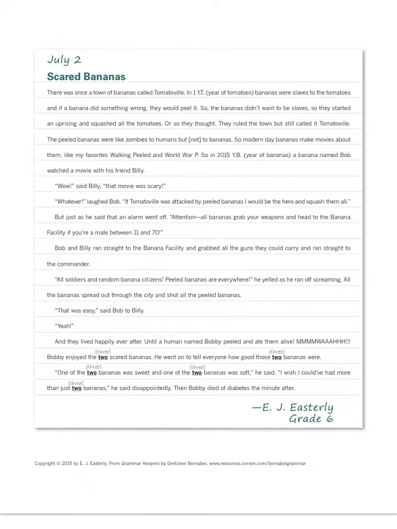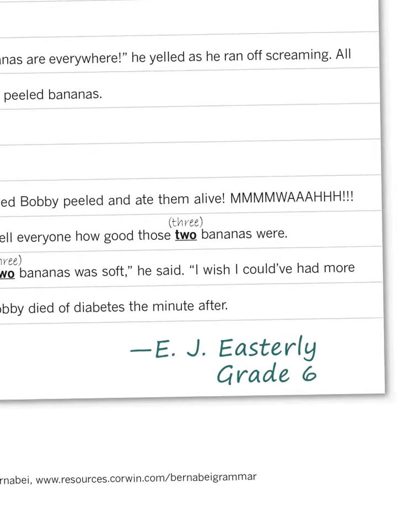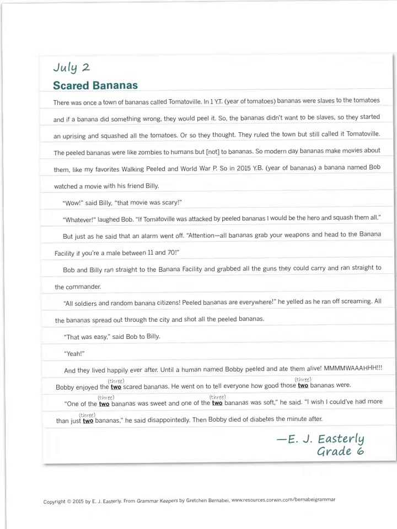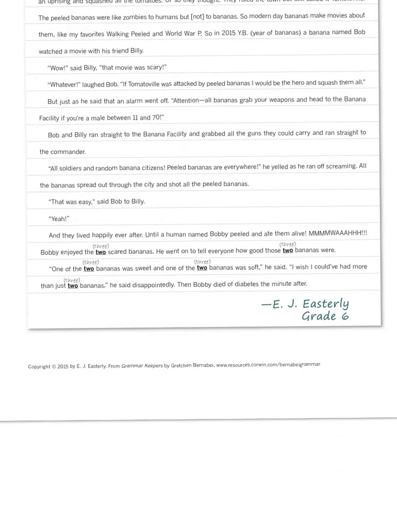Okay, boys and girls, just like always, I'll leave you with just a little part of a journal entry. This is from a 6th grader named EJ. And I'm going to skip down to the bottom of EJ's journal entry. You can read the entire thing on your own if you'd like to when we're finished here. But we'll start on this sentence where it says Bobby. You see my cursor here? So Bobby enjoyed the 2 scared bananas. He went on to tell everyone how good those 2 bananas were.